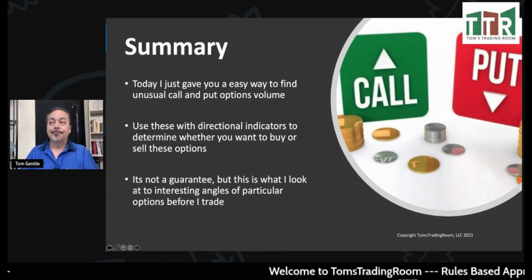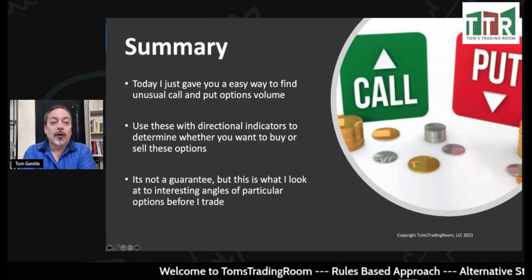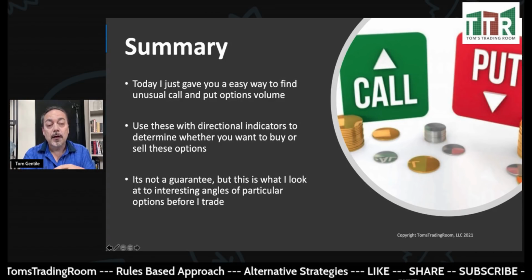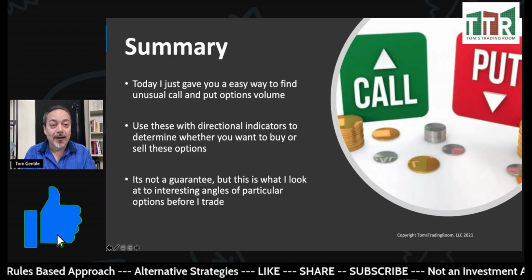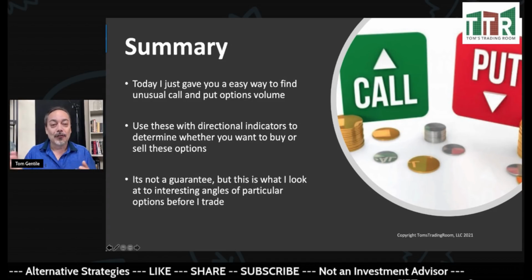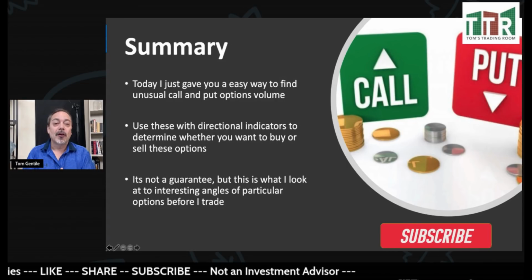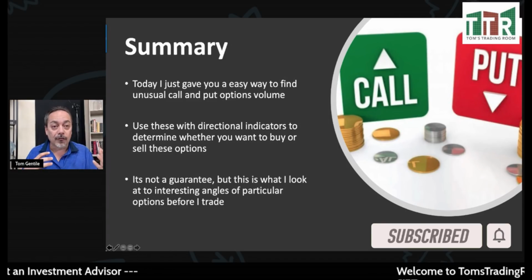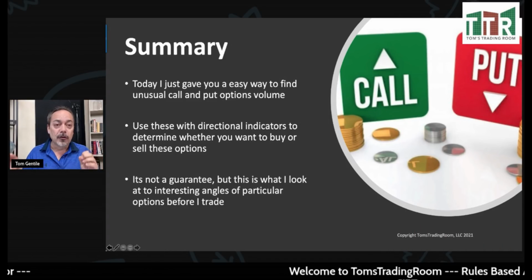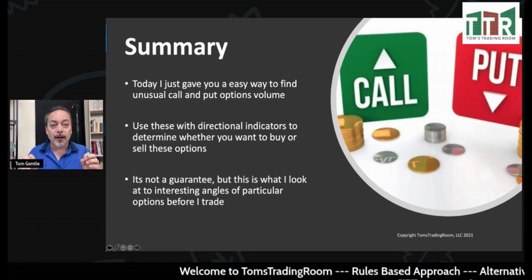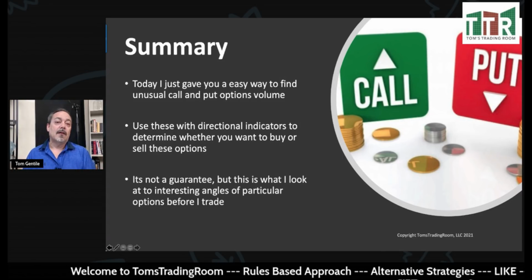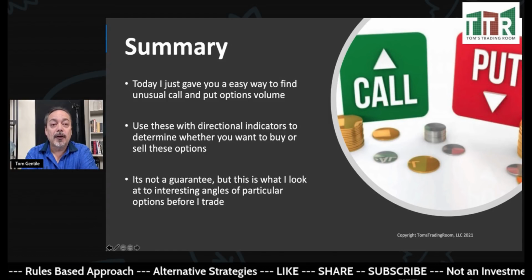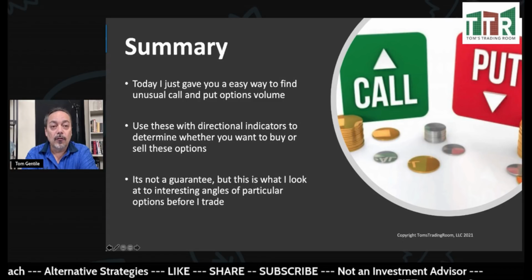All right, in summary, I just showed you an easy way to find those unusual call and unusual put options volume without having to watch TV all day, waiting for one of the Nigerian brothers, for instance, to come up and tell you about it. You can do it on your own time. All right, guys, you can use these with directional indicators. That's what I do to help me decide whether I want to go long something or short something. And I just utilize the unusual puts to find where the big players may be. And finally, although it's not a guarantee, it is something that I look at and add to my trading arsenal every single day.